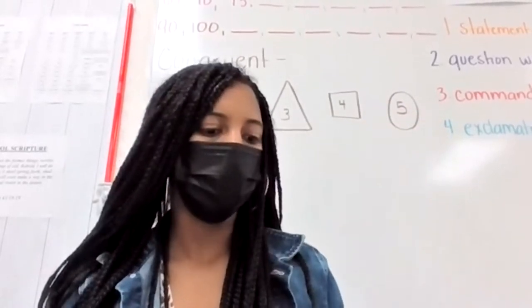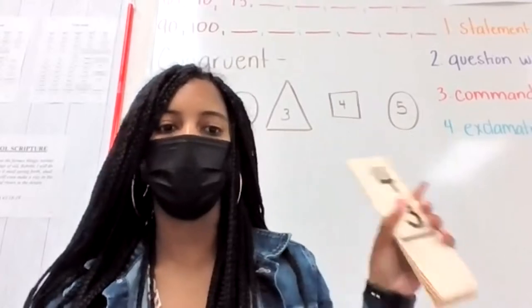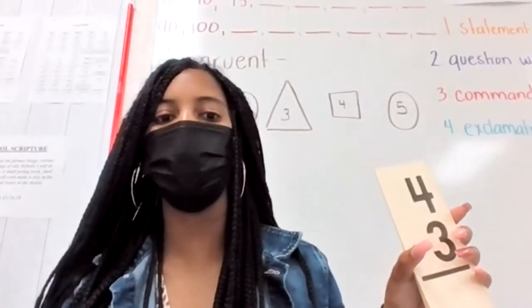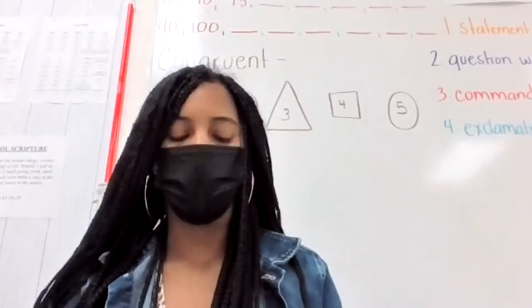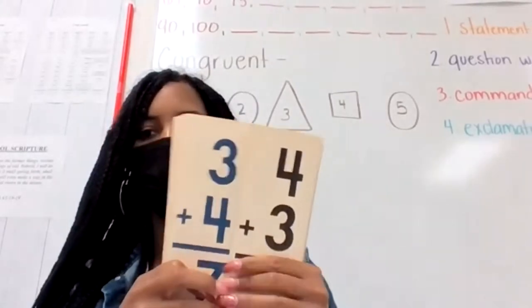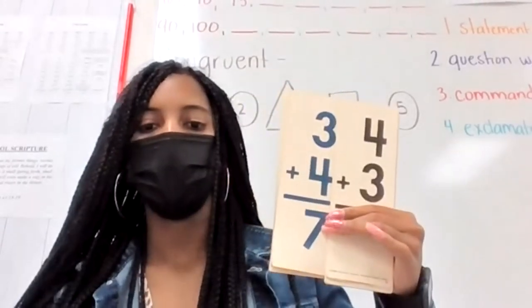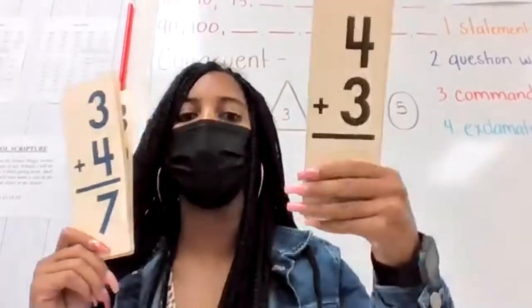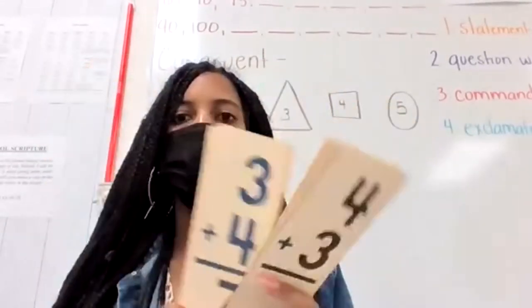All right. So remember, we did the twins of these facts that we just went over. They're the same exact thing, except they're just the opposite, but they're called twins. So I have 3 + 4 = 7, so 4 + 3 would be 7. Same exact facts.